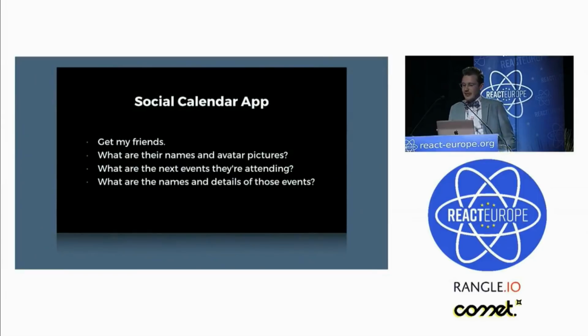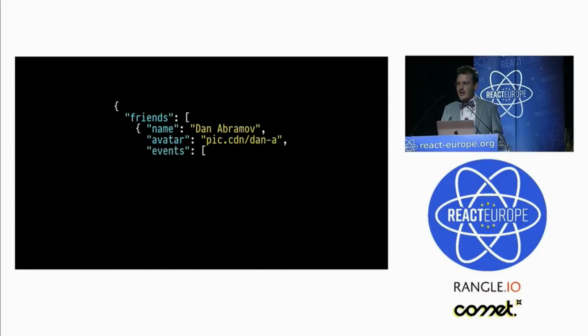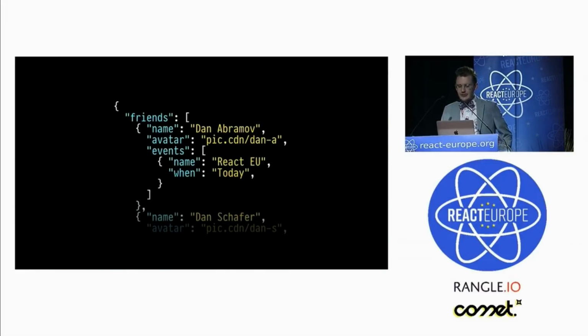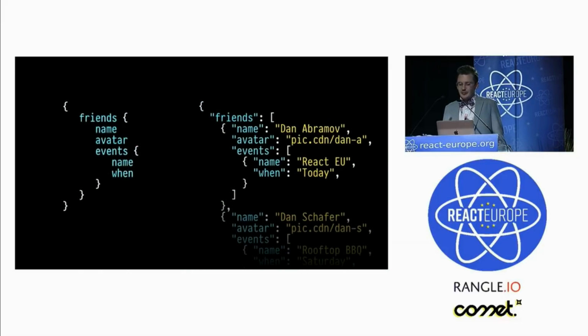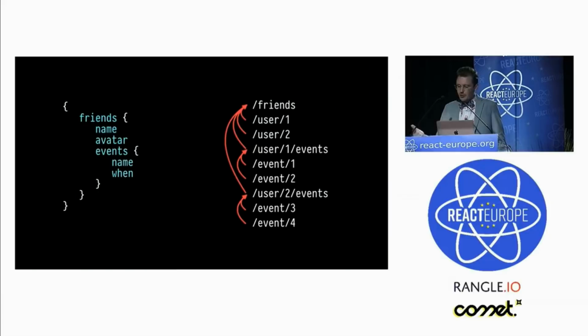So let's test that out with an example. That social calendar app that we talked about before. We expected to get our friends and the names and avatars of those friends and the next events that they're attending and then the details of those events. If we wanted to write a GraphQL query for this, it basically writes itself. And remember that that query can be sent in a single round trip to the server, typically replacing many related REST requests that depend on each other. So the reduced latency can add up to some pretty significant load time savings, and fewer trips over the network means fewer opportunities for failure.